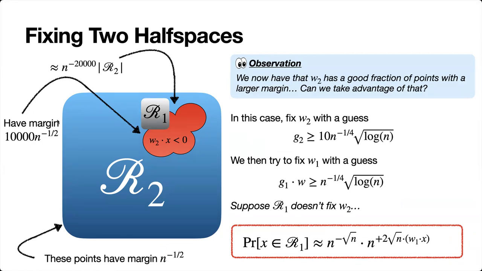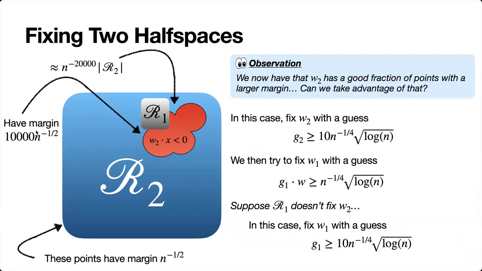But I know that these points, because they come from a set that's so much smaller, n to the minus 20,000, they actually need to have margin 10,000 over root n, right? Because again, this advantage term needs to compete with this n to the minus 20,000. And so I need this to be roughly 10,000 here. And so now these have to have even bigger margin. And so again, I'll restart. I'll still only restrict my attention to the points in R2, but I'll take a bigger guess. And when I do so, I'll get that the error region is going to be even smaller.